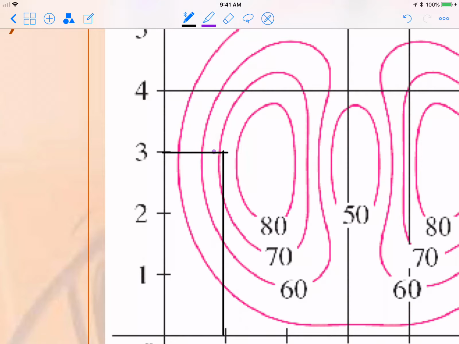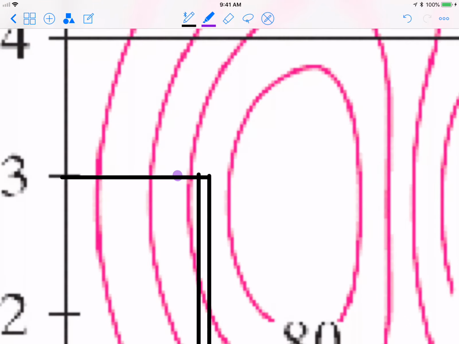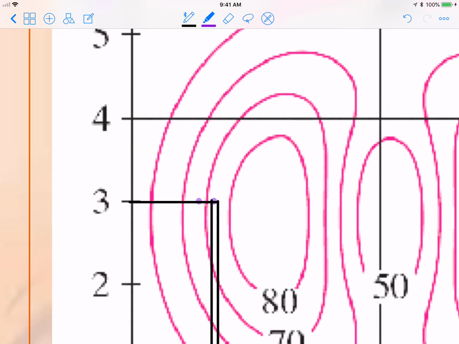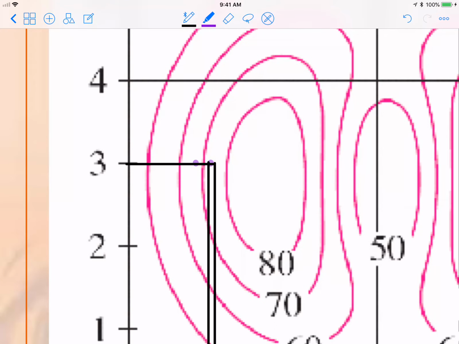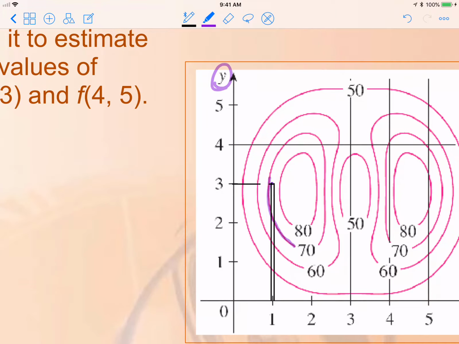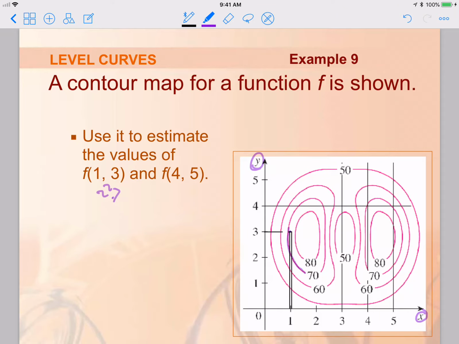That's over too far, so I'm going to take the point in the middle, which is here. That point is closer to 70, because this is 70, than it is to 80. So I would say maybe 73. I'm going to say that's approximately 73.